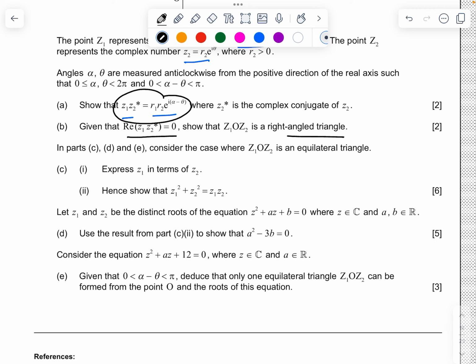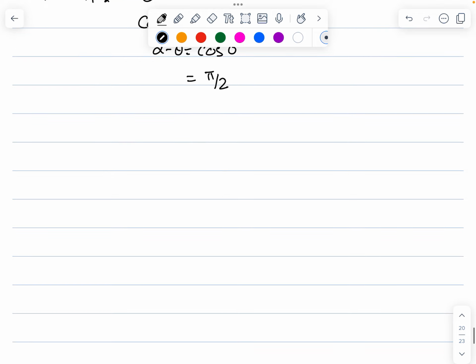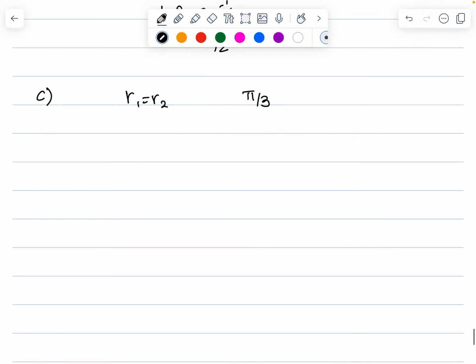Now it is an equilateral triangle. Express Z1 in terms of Z2. So I want to express Z1 in terms of Z2. It is an equilateral triangle. So equilateral triangle means R1 equals R2 and the angle is pi by 3. All angles are 60 degrees.